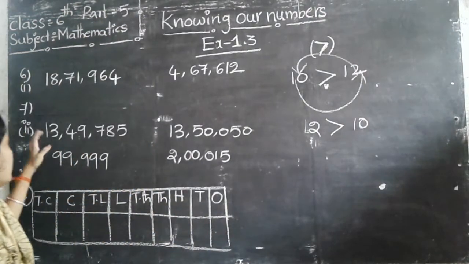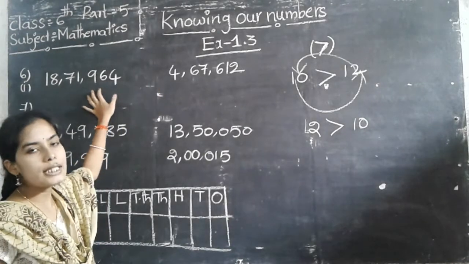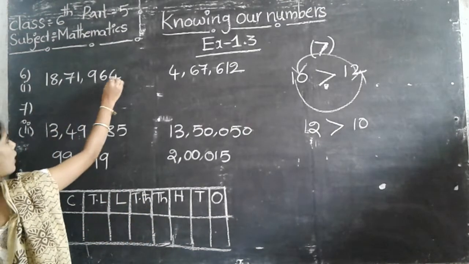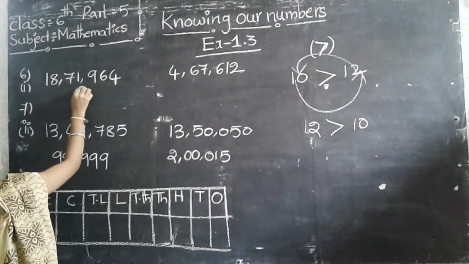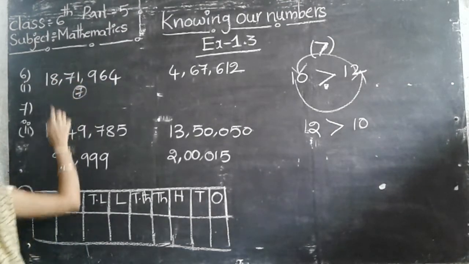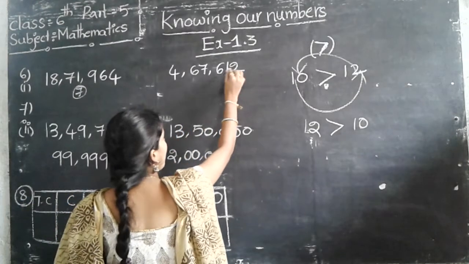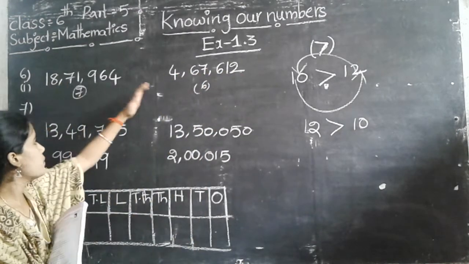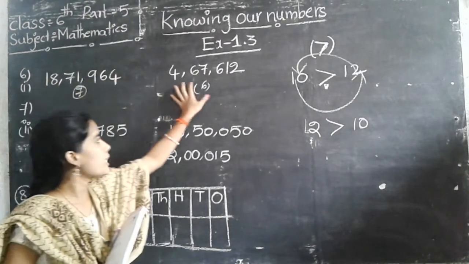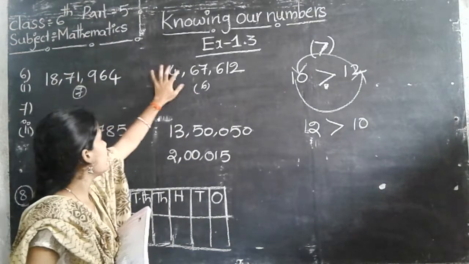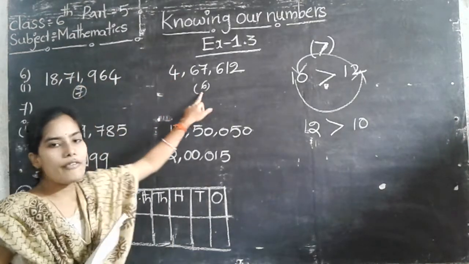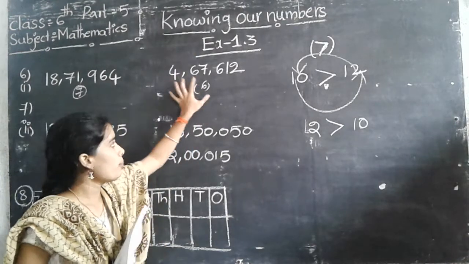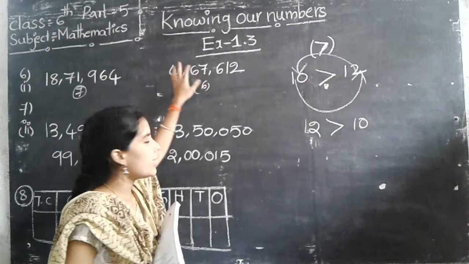Why? Children, if you compare these two numbers, first we have to count the number of digits. How many digits are there here? 1, 2, 3, 4, 5, 6, 7. So the number of digits is 7. Here also, 1, 2, 3, 4, 5, 6. So one side the number of digits is 7, one side it is 6. Before you compare these two numbers, you first have to compare the number of digits. Here 7 digits are there, here 6 digits are there. So automatically the 6 digit number is totally smaller.